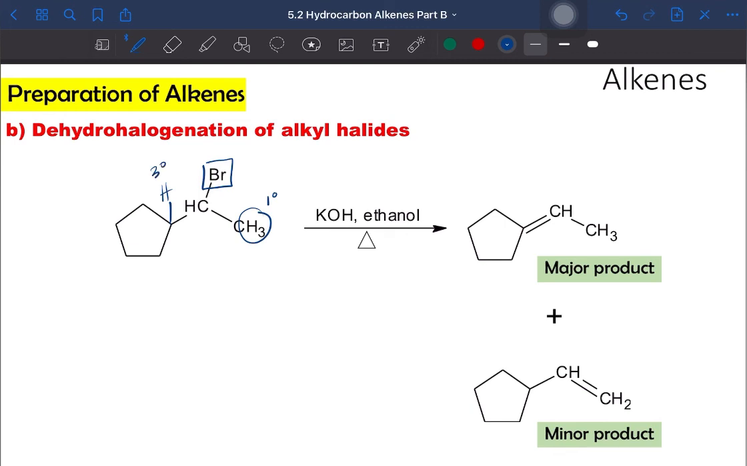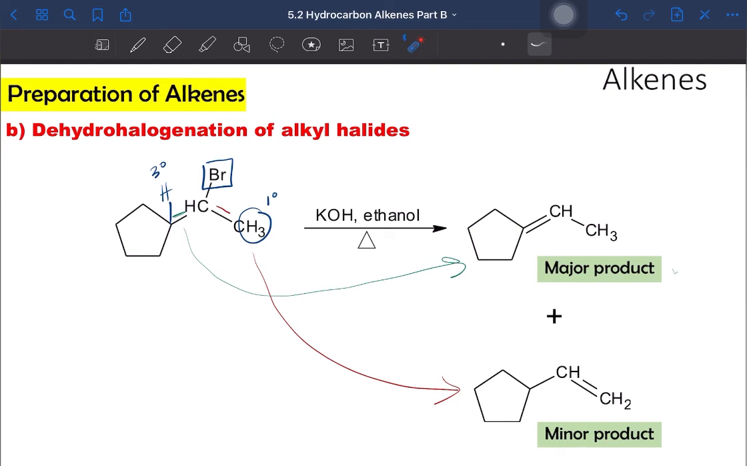If we eliminate the primary hydrogen, we are going to form a double bond here. The product that will be formed is this product, which is the minor product. But if we eliminate the tertiary hydrogen, we are going to form a double bond here, and the product that will be formed is this product, which is the major product. So let's see why this is the major and why this is the minor product.